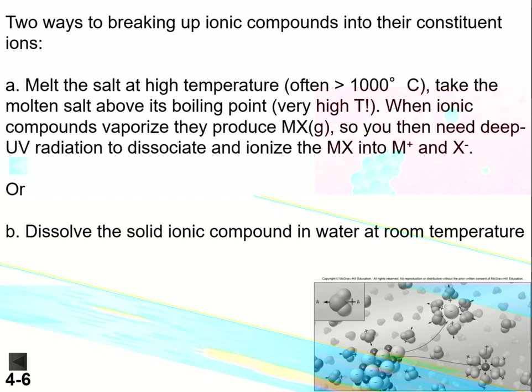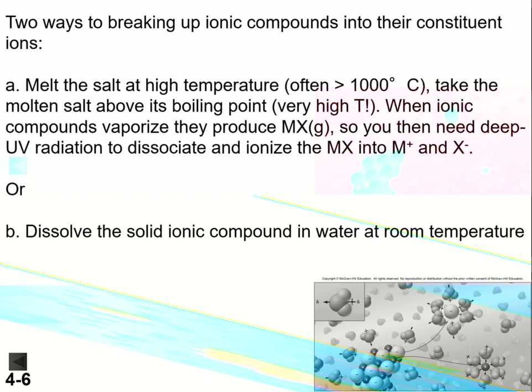If you wanted to just break it up and form separate ions, you can melt the salt, but this has to be done at high temperature, often over 1,000 degrees. Then you have to heat it up further to its boiling point, sometimes over 2,000 Celsius. When the ionic compounds vaporize, they don't vaporize as ions. If I take sodium chloride and melt it and boil it, it comes off as sodium chloride molecules. That is an NaCl molecule. And then if I want to break that apart, I'm going to have to hit it with deep ultraviolet radiation to dissociate, and then, of course, appropriately ionize into the M plus and X minus.